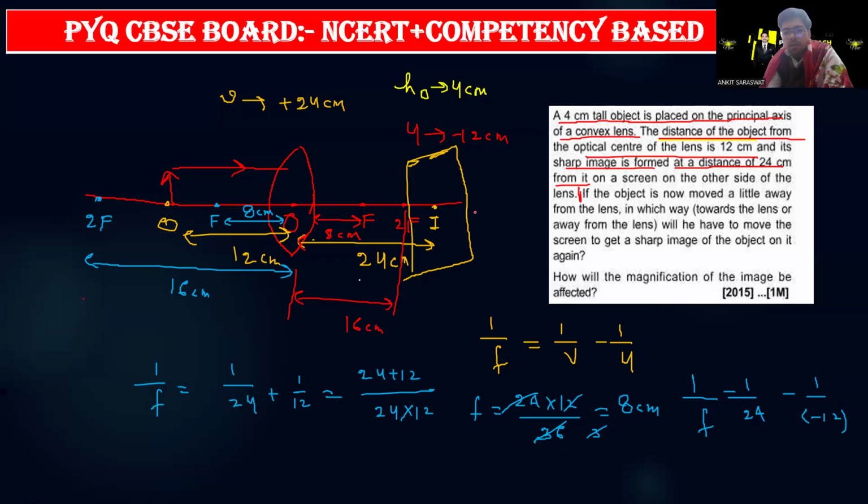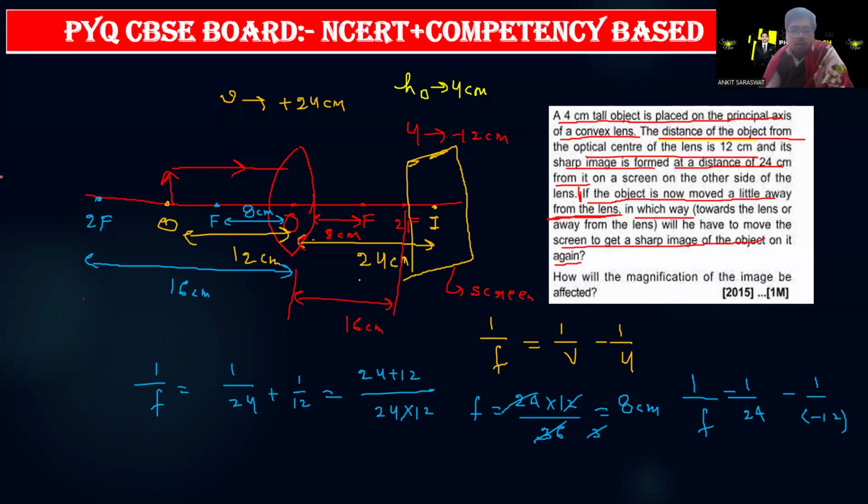Now what they are saying in the next part: this is the screen. On a screen, the image is going to form. Let's read the question. If the object is now moved, read the question carefully. If the object is now moved a little away from the lens, in which way, towards the lens or away from the lens, will we have to move the screen to get a sharp image of the object on it again?